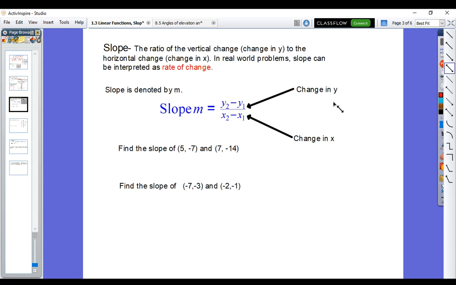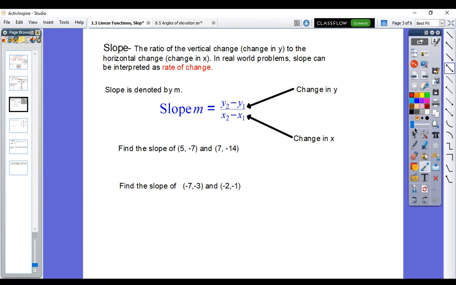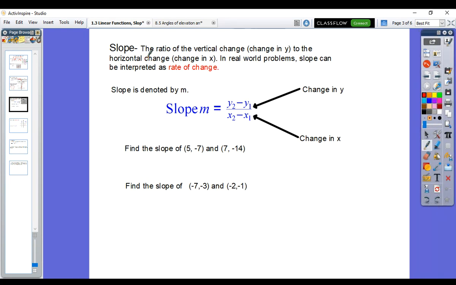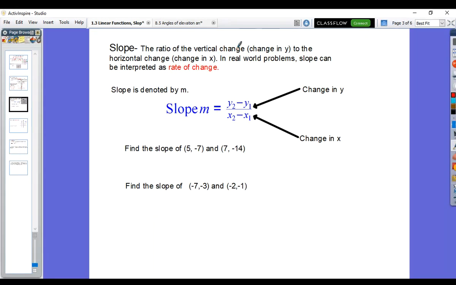Now let's look at slope a little bit closer. Slope, again, is the ratio of the vertical change over the horizontal change. Now, in the real world, those kinds of problems we call rate of change. So if you ever see the term, find the rate of change, they're telling you to find the slope of that problem they're doing right now. Whether it's acceleration, velocity, or just an actual rate of change over time.